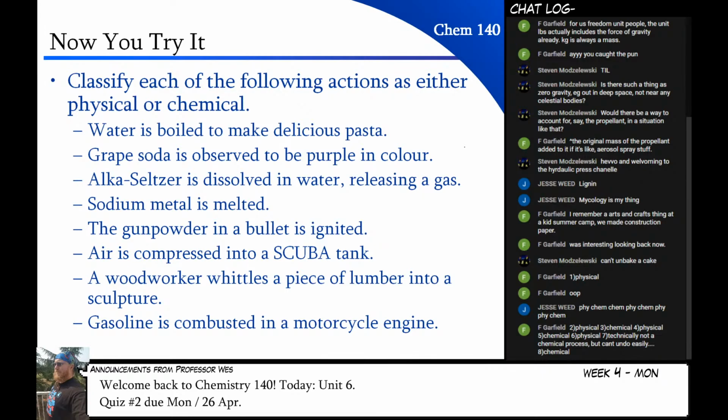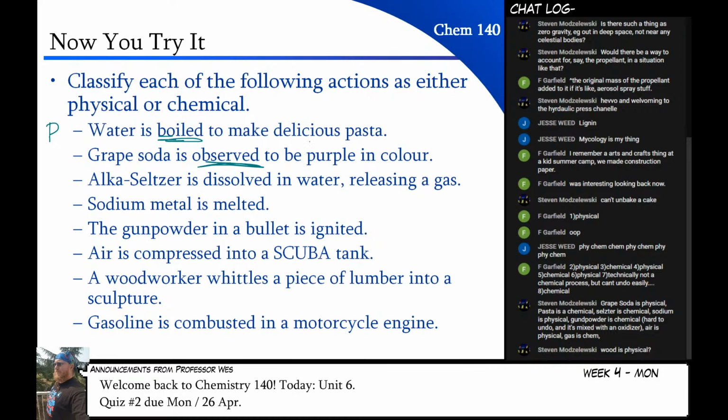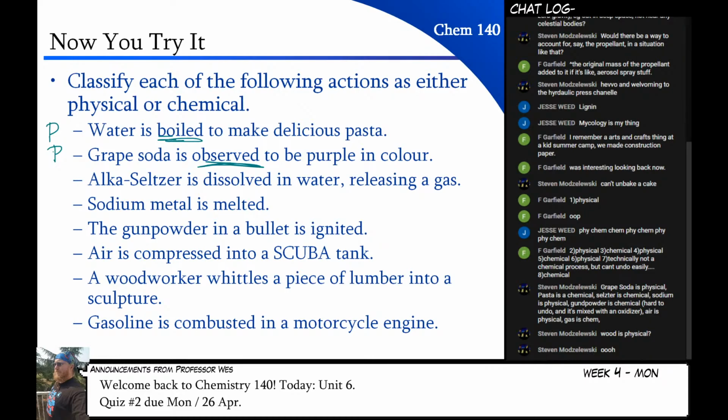So, whenever you boil anything, boiling is a phase change. And anytime a phase change is invoked is a physical process. So, water being boiled to make delicious pasta, you're just turning your water from liquid to gas. It's still water, though, and you could condense the gas to get the water back. Grape soda is observed to be purple in color. Well, when you look at something, you aren't changing it in any way, so that's physical. So, looking at something and reporting its properties is always a physical observation.